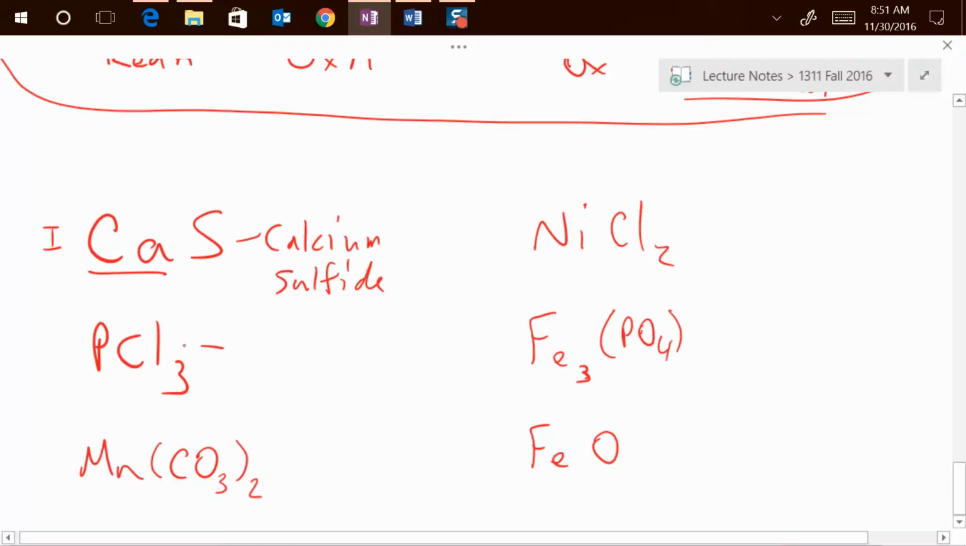Okay, what's the name of this one? Phosphorus trichloride. How did I know to use prefixes? Covalent. How do I know it's covalent? Two nonmetals, no metal, two nonmetals. Okay? Let's hold off on that one. Let's go here.